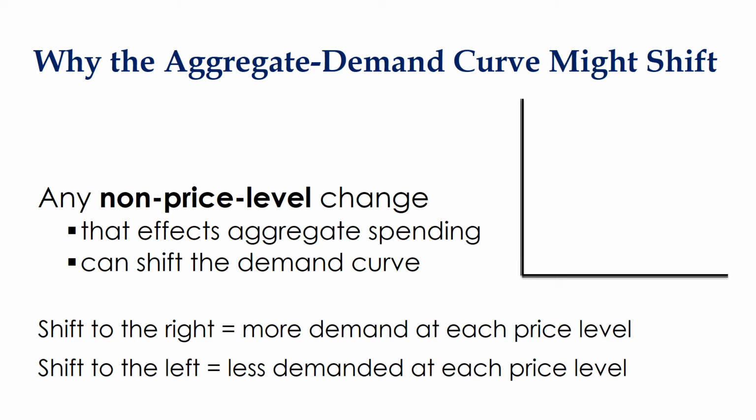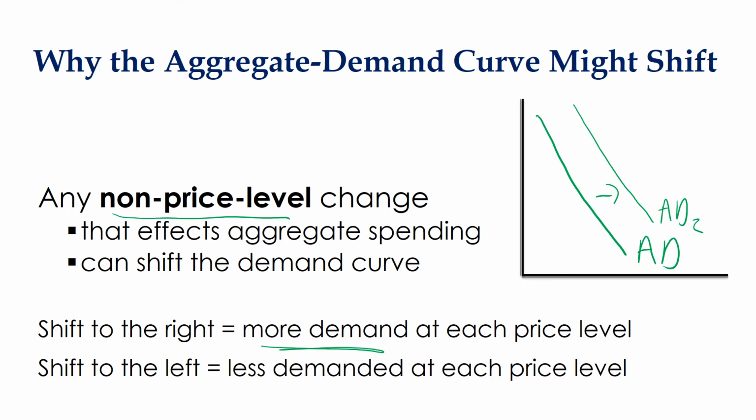So for example, if I want to talk about a shift in the aggregate demand curve, it has to be a non-price level change that affects aggregate spending. That's what can shift the demand curve. So if there's a shift to the right, if we go from AD1 to AD2, then we can see that more is demanded at each price level. A higher quantity is demanded at each price level. And if it shifts to the left, there's less demand at each price level.